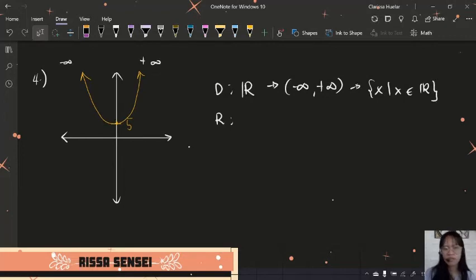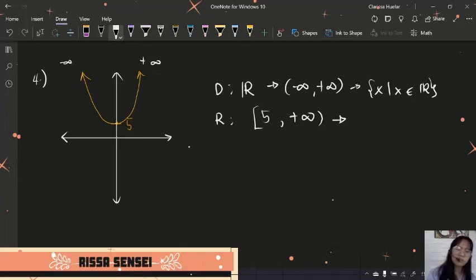Kayo bahala kung anong form, kasi baka sa test, iba-iba yung form. Paano ang range? Yung range niya, saan papunta yung graph? Pataas. So, alam natin na ito ay papuntang positive infinity. Pero hanggang saan lang yung graph? Hanggang 5. And 5 is included in the graph. So, we can write it in interval form from positive 5 up to positive infinity.